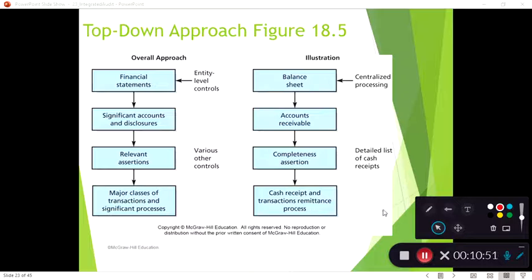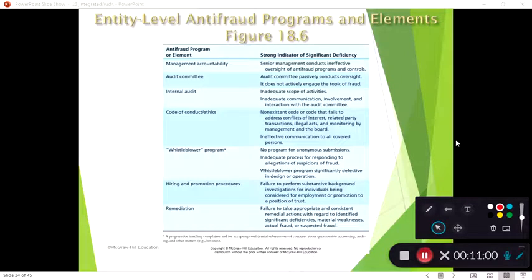And then looking at the process, right, so we would kind of work our way down to think about what kind of process we need to evaluate and what kind of entity level controls we need to evaluate. Okay, and so then looking at some examples of entity level controls that we'd want to look at. So I'm not going to go through all these, but this is a good figure to spend some time on. This is a nice little summary.